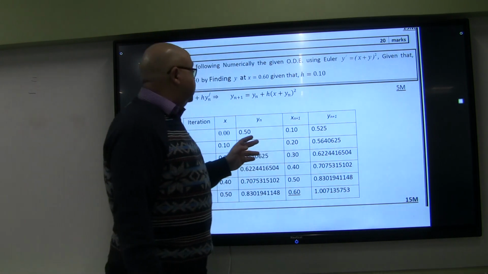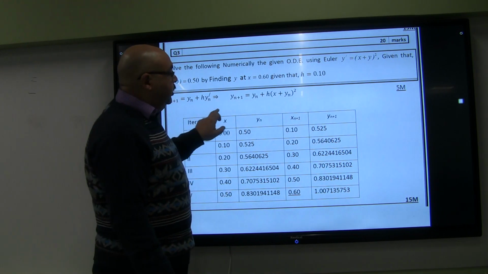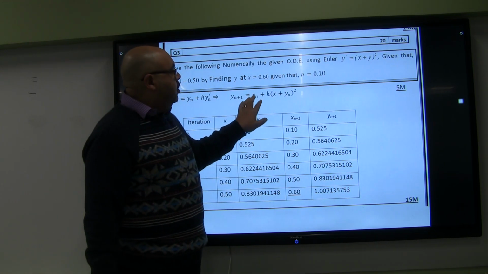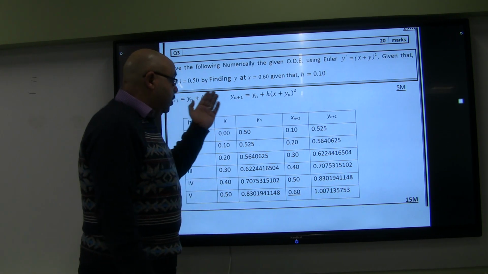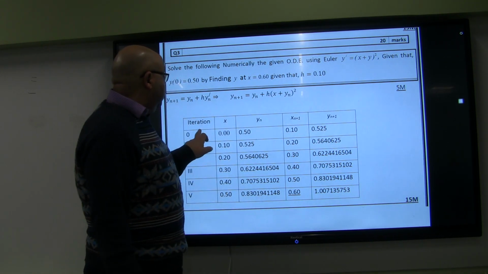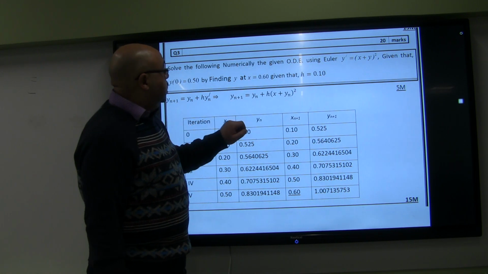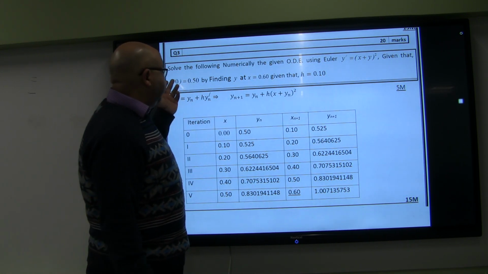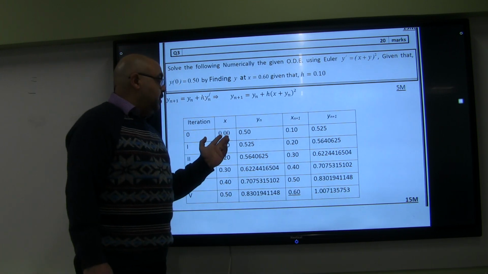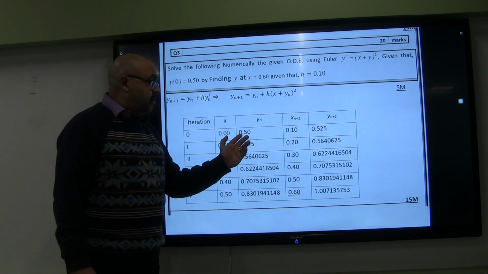I will make a substitution. So this is mainly the iterative equation. I've dedicated 5 marks for this part only because it's the vital part in this problem. Then construct your table starting from the condition that's given to you: the value of y equal to 0.5 once x equal to 0. So this is x equal to 0, the value is going to be 0.5.